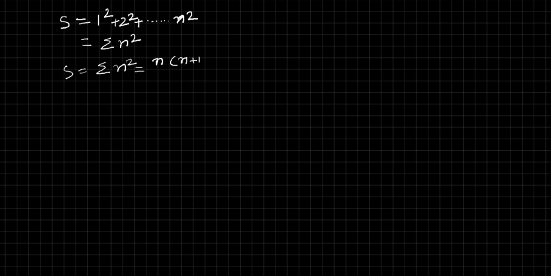Today let's take up the sum s equal to 1 square plus 2 square plus up to n square. This can also be written as sigma n square. Most of us know that s is equal to sigma n square is equal to n into n plus 1 and then 2n plus 1 divided by 6.